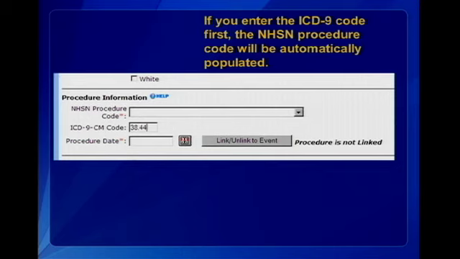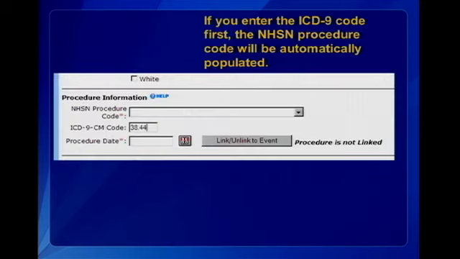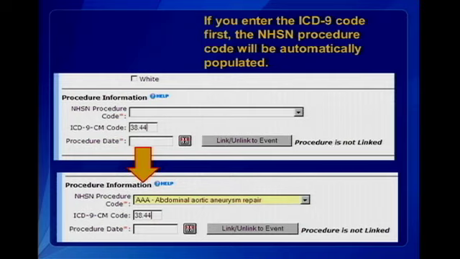The ICD-9 is, see that next to it? We don't require the ICD-9 code to be entered. Some of you may be choosing that, but it's not a required field. So if you do enter an ICD-9 CM code first, the NHSN will automatically autofill and know that that code, for instance, is an abdominal aortic aneurysm repair, and so it autofills it for you if you're doing that.